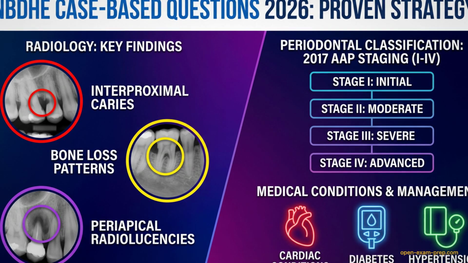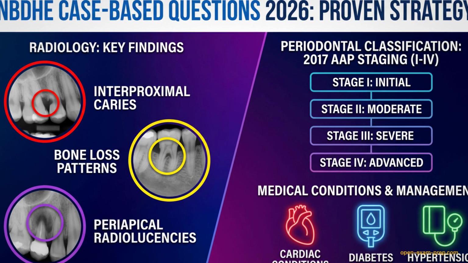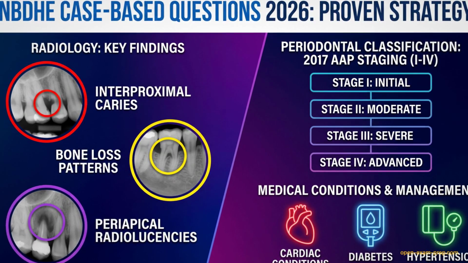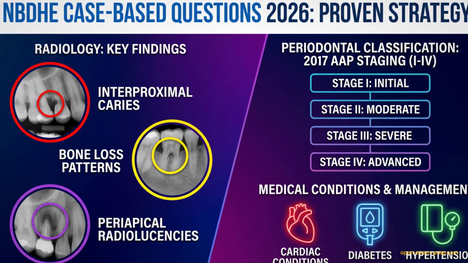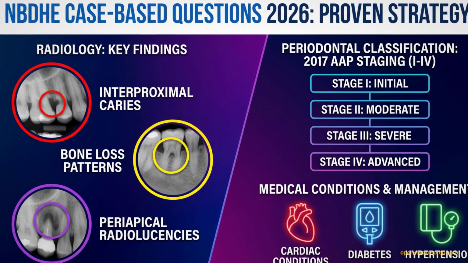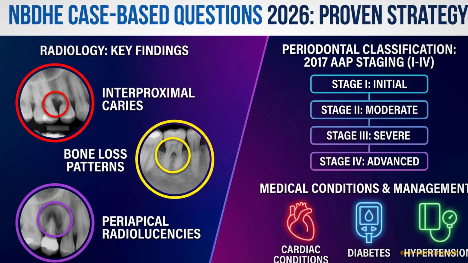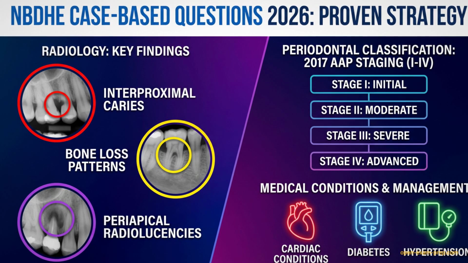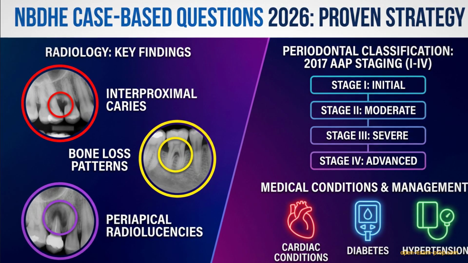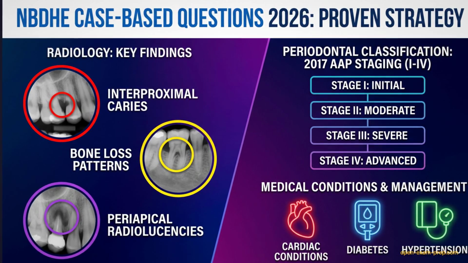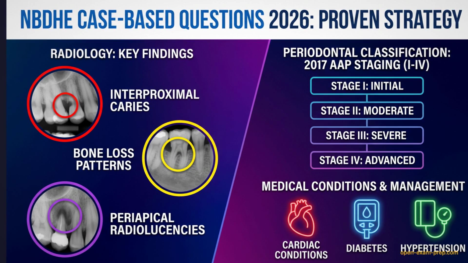To maximize your score, concentrate on high-yield topics within the cases. Radiology is critical. You must be able to instantly recognize interproximal caries, bone loss patterns, and periapical radiolucencies. Next, master the 2017 AAP Periodontal Disease Classification System, including staging and grading. Finally, know the dental management implications of common medical conditions like diabetes, hypertension, and cardiac issues. A deep understanding of these specific areas will prepare you for a significant number of questions you're guaranteed to face.